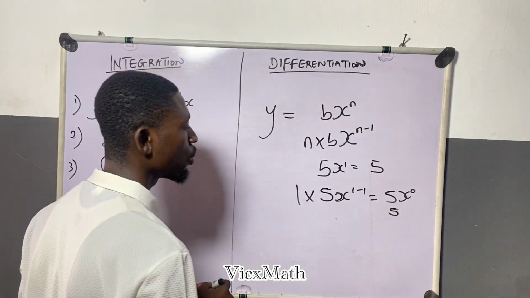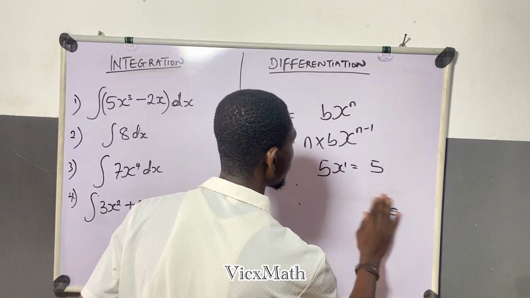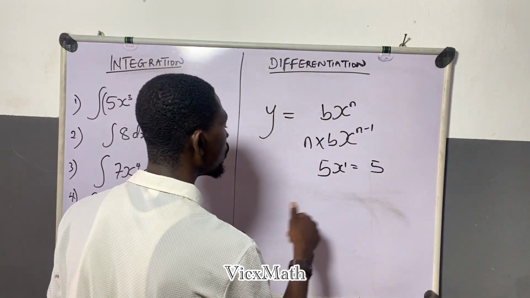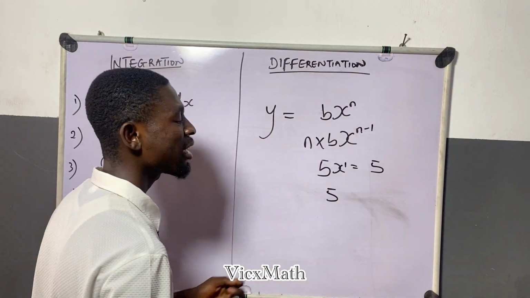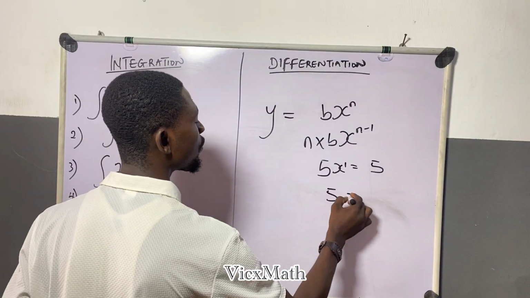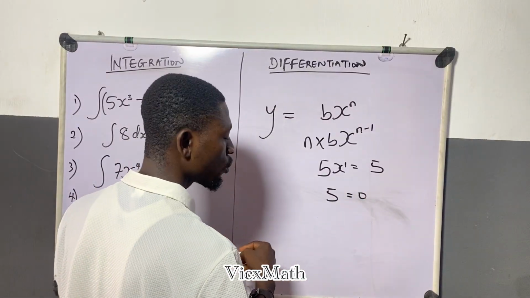But that's not the place I'm going to. If you have any number without a function, for example, just 5, if you are asked to differentiate 5, the answer will give us 0. You understand? So with this, let's go straight to the question.